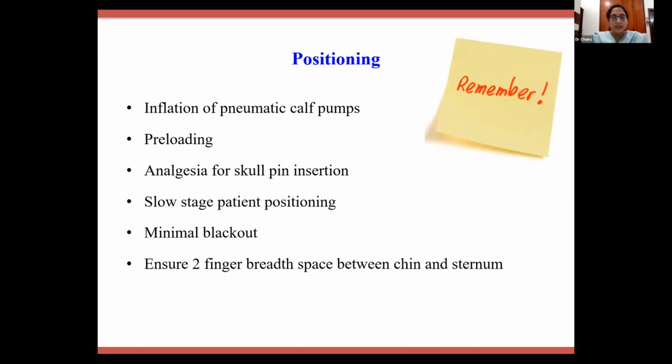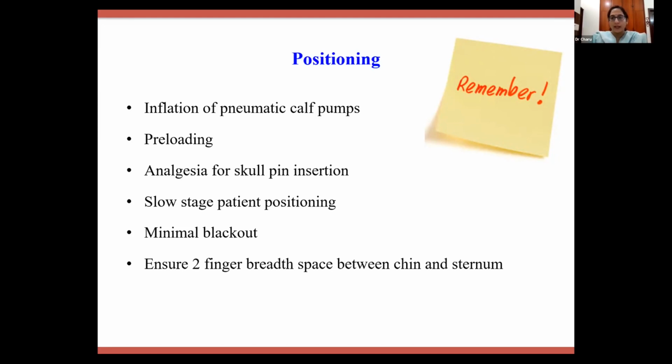And also ensure that there is minimal blackout. That is, the time when the patient is unmonitored, when the monitors are detached, should be minimal. It is better to keep an arterial line in position while positioning so that you are able to monitor the blood pressures.